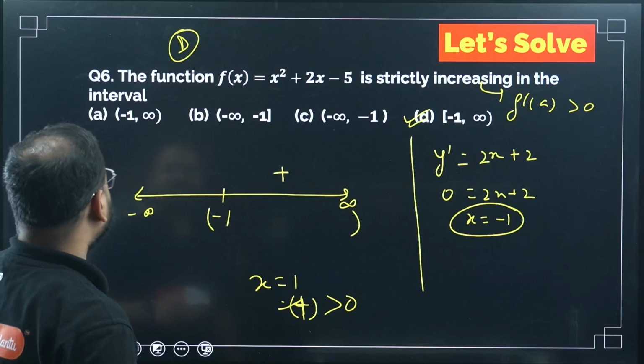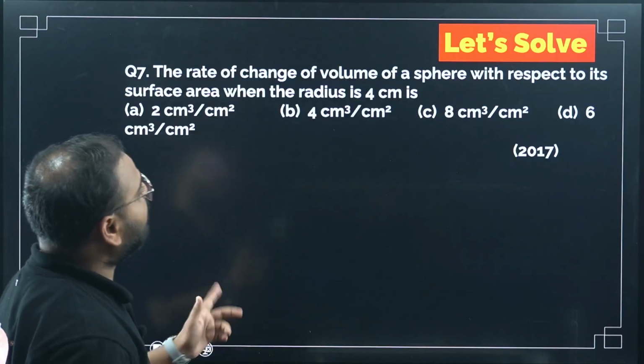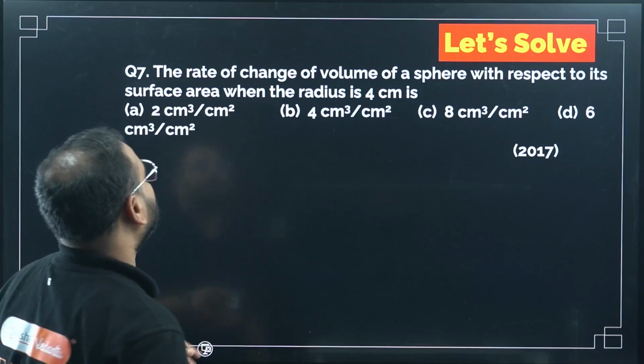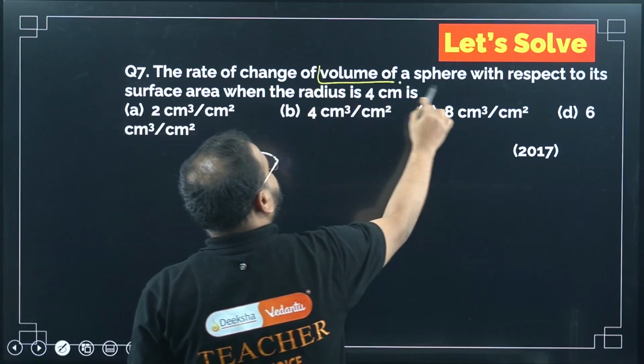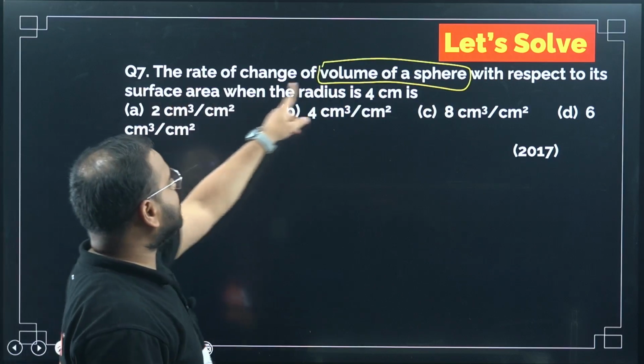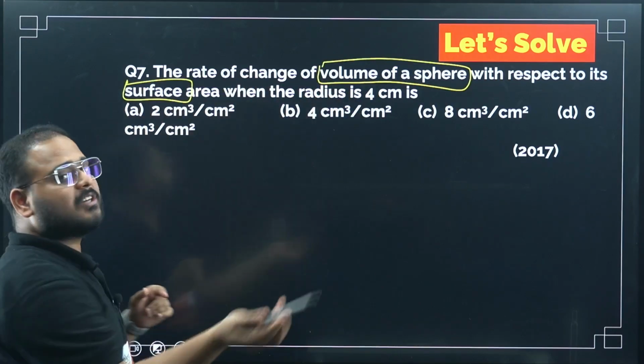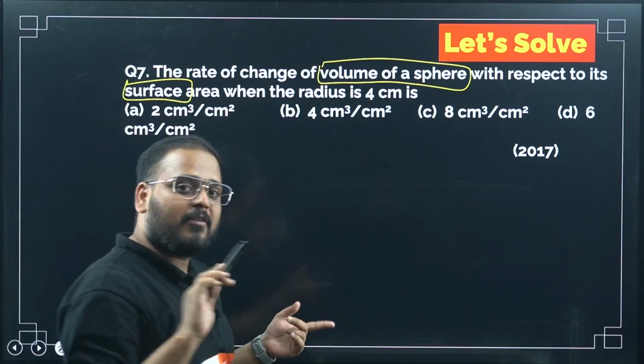Okay, let's move on to the next part. So now this question: the rate of change of volume of a sphere with respect to. Now look at this, what is this form? If you are reading this question right, you will get the approach here. Rate of change of volume with respect to what? The surface area. It means application of parametric form, right? We have learned parametric form.